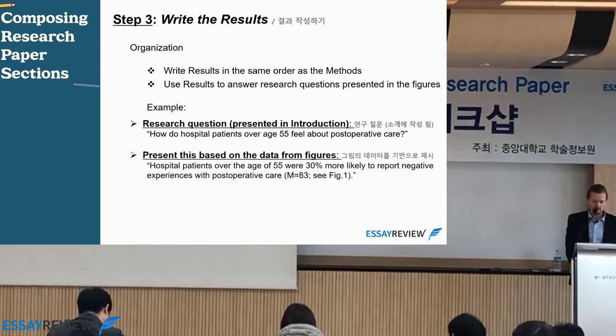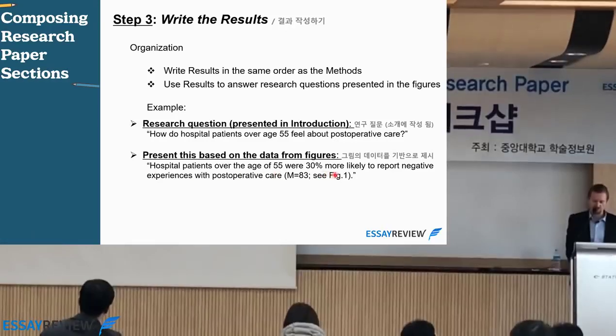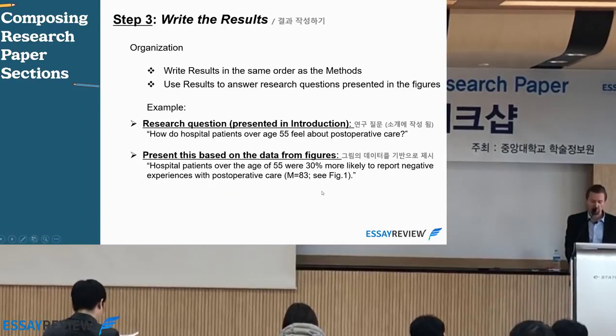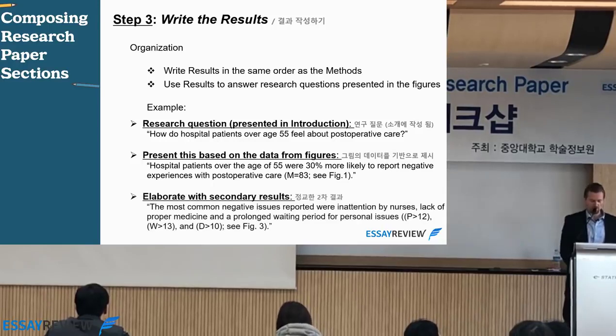In the data, the way you'll present this might look like this: Hospital patients over the age of 55 were 30% more likely to report negative experiences with post-operative care. This is what your general results might look like, one of your results. Then you can elaborate with secondary results. So after you write your main result, you put the details. Same with the methods. You have the main method and then the details.